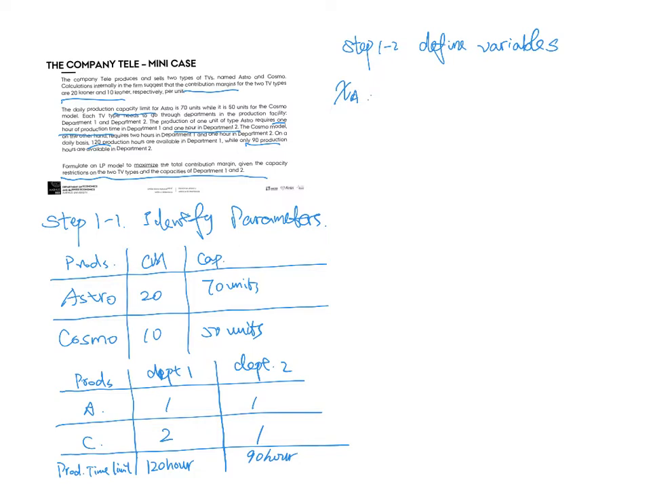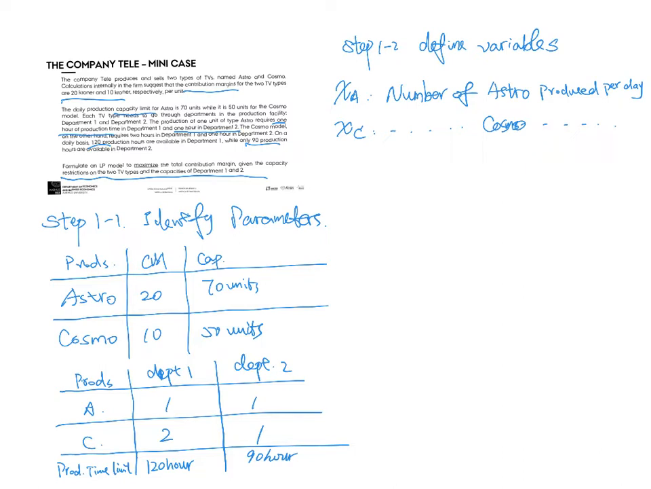We just define XA be the number of Astor produced per day, and XC, capital C, is the number of another product, Cosma. Is that called Cosma? Produced per day. So this is basically the first step, identify parameters and define variables.